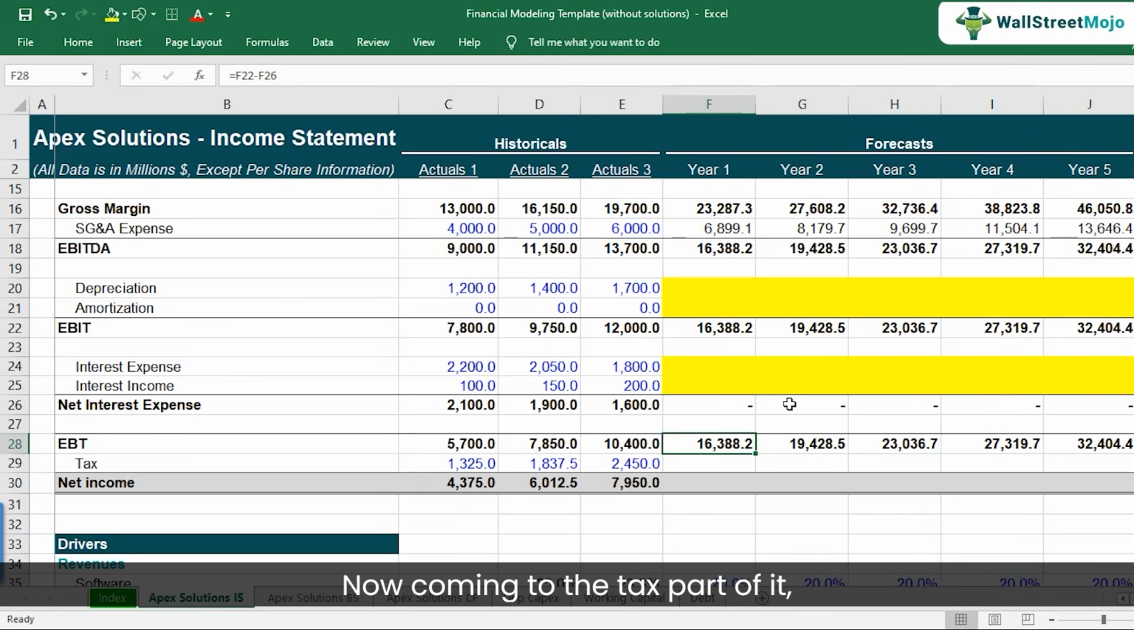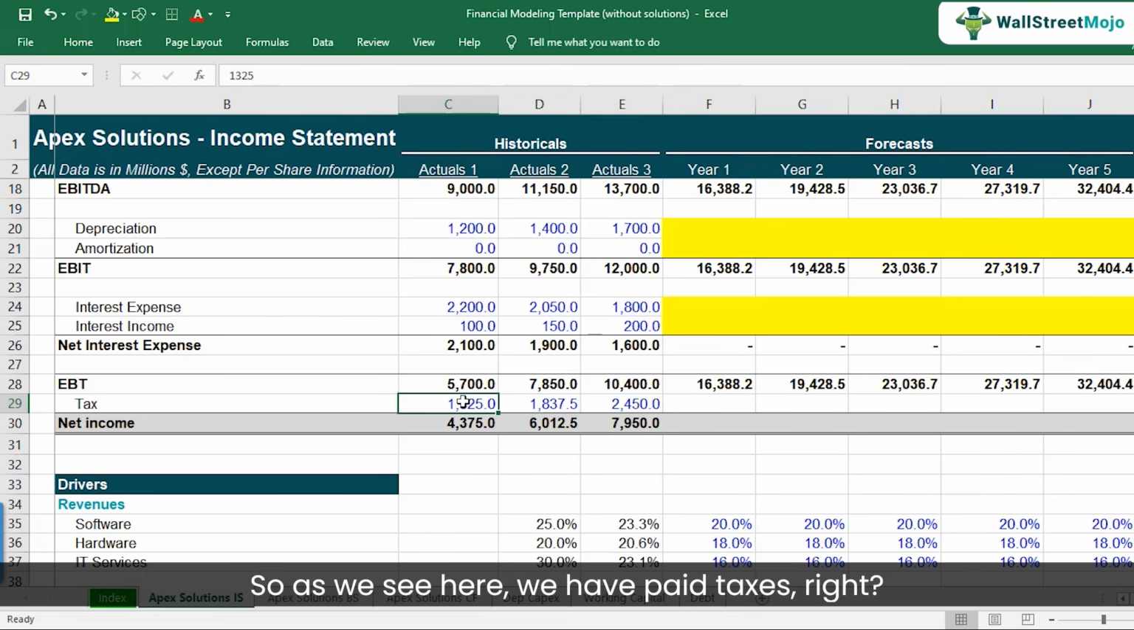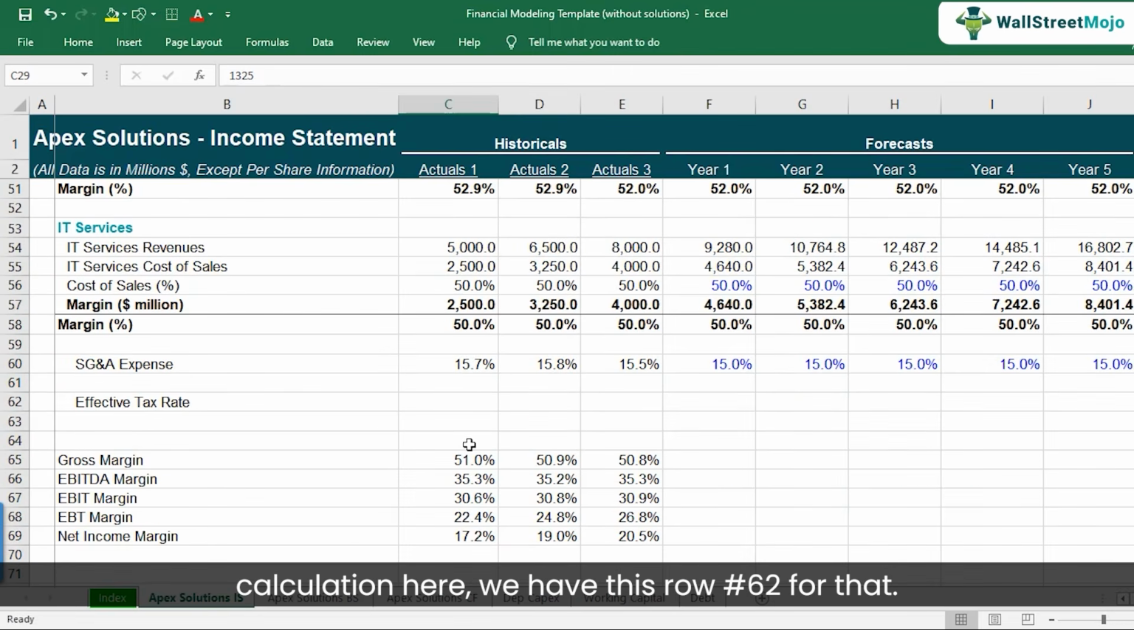Now, coming to the tax part of it, tax can be easily calculated by looking at how much has been the effective tax rate historically. So as we see here, Apex Solution has paid taxes over the period of time, right? So we can calculate the effective tax rate, that is how much was the overall rate on earnings before taxes. So let's do that calculation here.